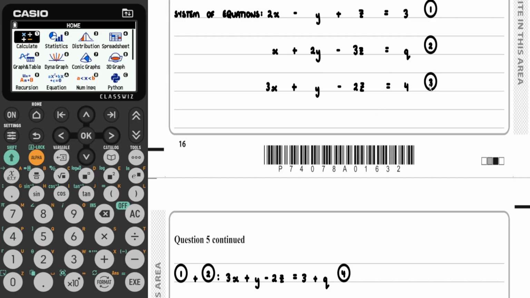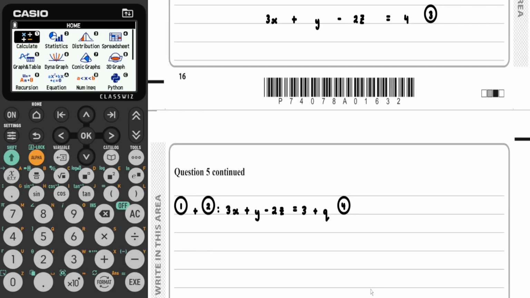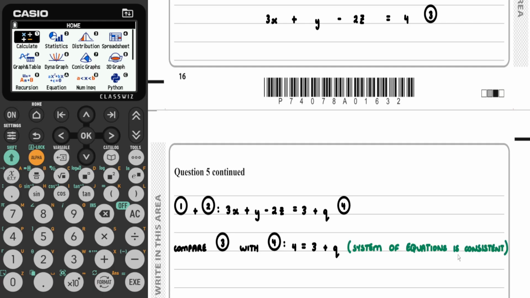And if we compare equation 3 with equation 4, you can see on both the left-hand sides of these equations we've got 3x plus y subtract 2z. We know that the planes form a sheaf, so the system of equations is consistent. So if I compare equation 3 with equation 4, I would have this 4 equaling 3 plus q, and that is because the system of equations is consistent, and if I solve for q, q is equal to 1.